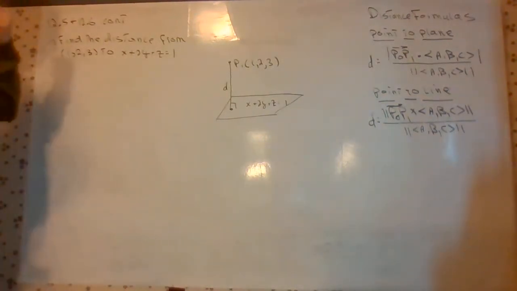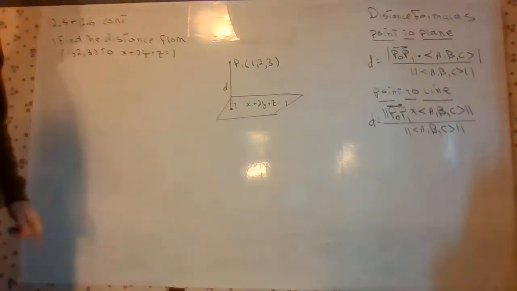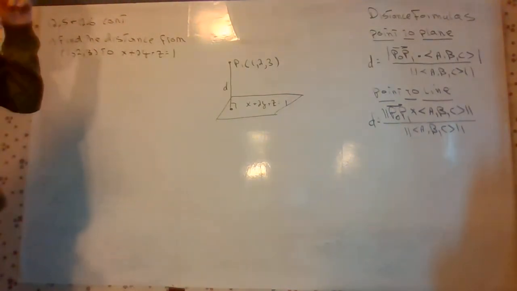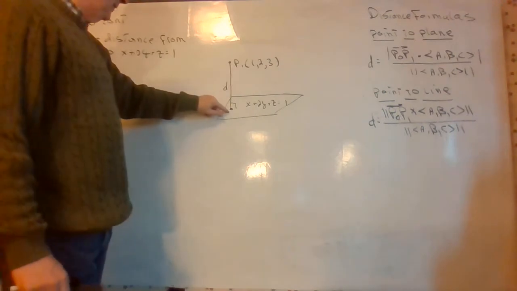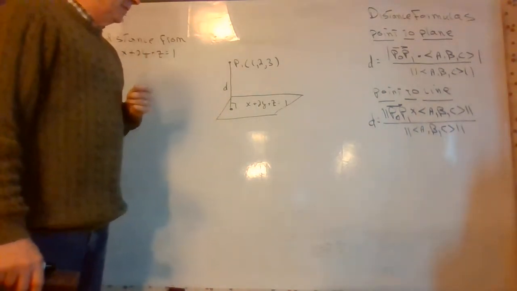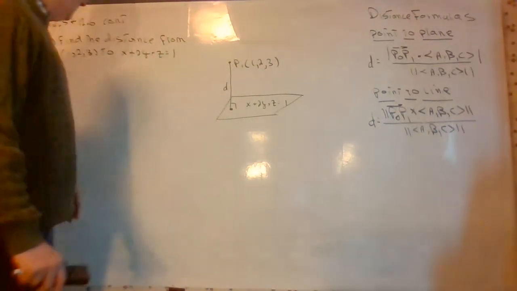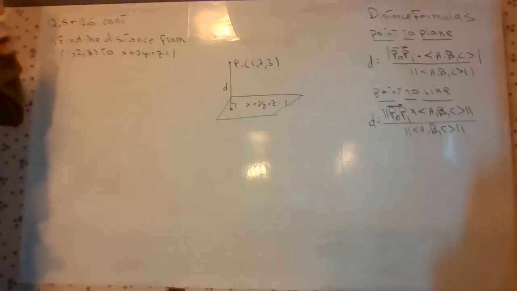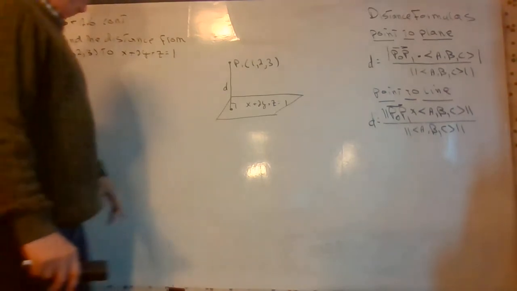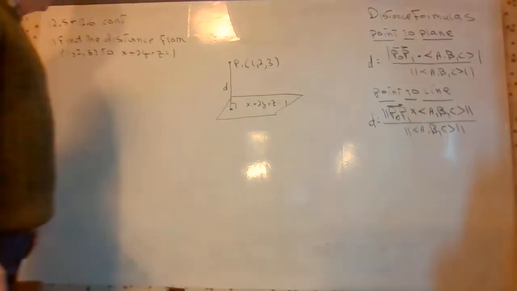12.5 and 12.6 continued. We're going to look at a couple of distance formulas. We can calculate, for instance, the distance from a point to a plane using some very simple vector computations. And we can do the same thing for a line, but we're going to start off with a very simple example with a plane. And I'll explain what these symbols mean here in the distance formula.